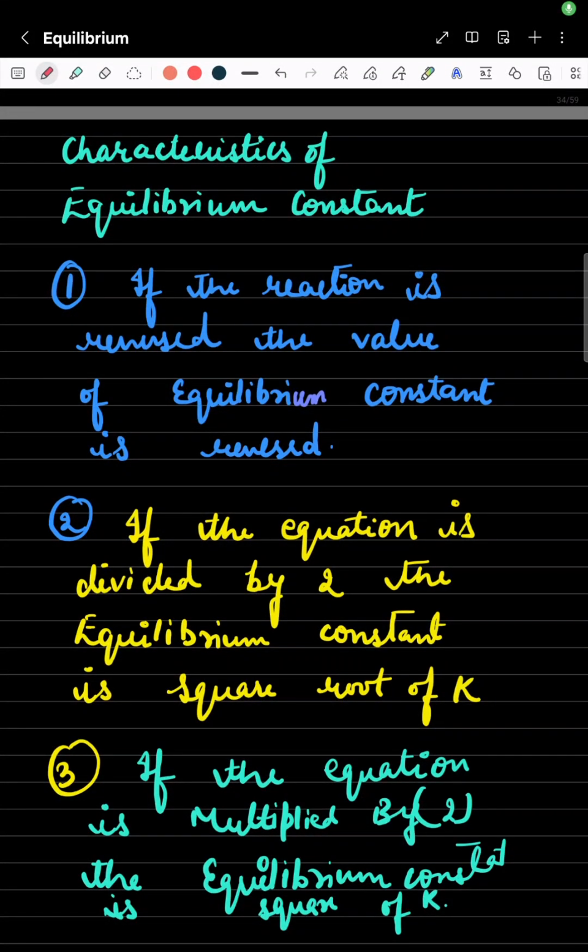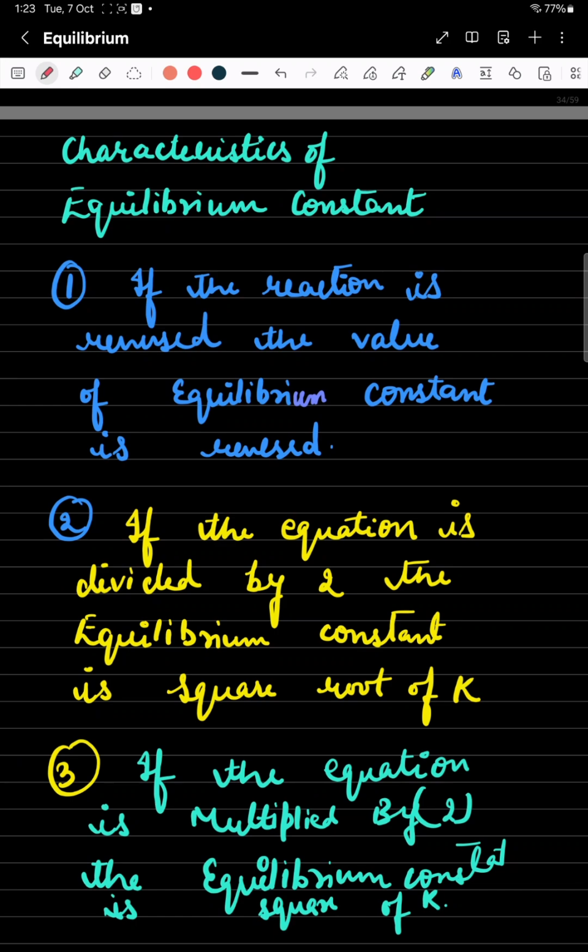Hi students, hello everyone. Now in this class we are going to study the characteristics of equilibrium constant, related numericals, and the Gibbs free energy and equilibrium constant relationship. Now let's discuss the first characteristics of equilibrium constant.